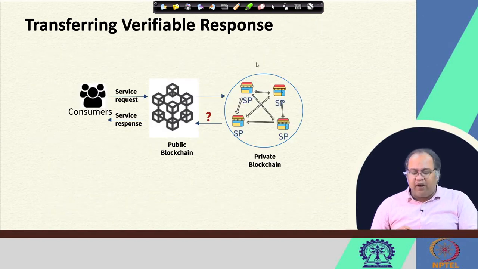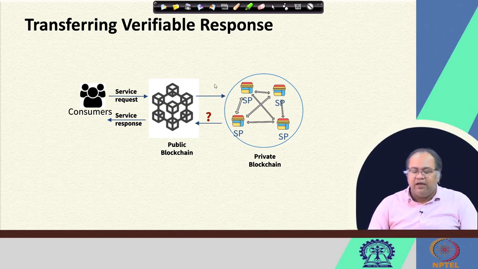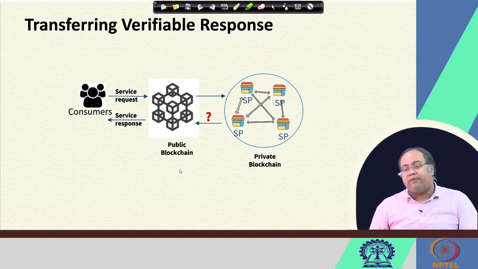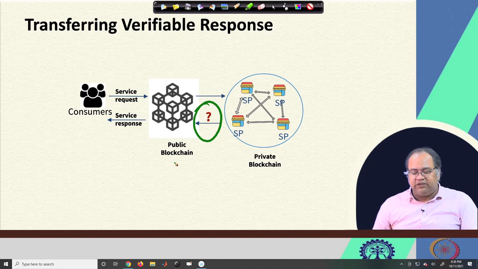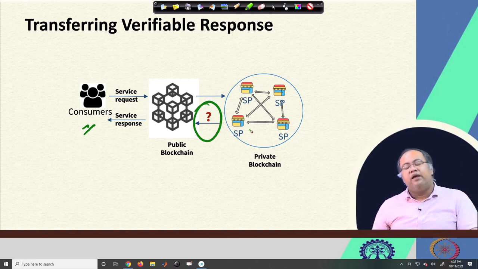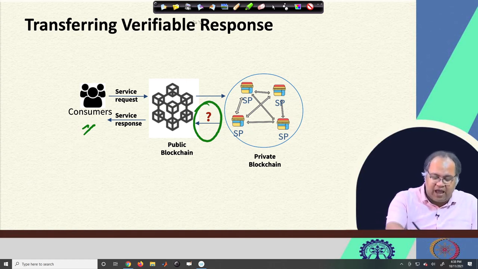The second problem is, say somehow I have picked up a transaction from the public blockchain, and that request has been processed among the service providers, they come to an agreement and return the response to the public blockchain. The question is how they are going to return this information from the private blockchain to the public blockchain, and how the consumer will believe that the response appended to the public blockchain actually came through the consensus mechanism of this private blockchain network. So, these are the two open problems that I have.